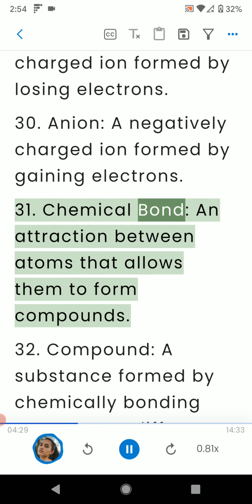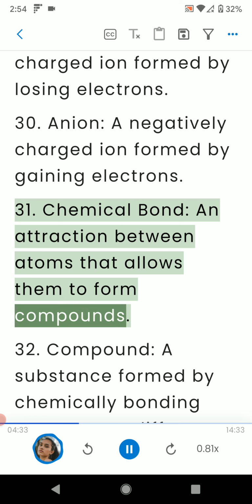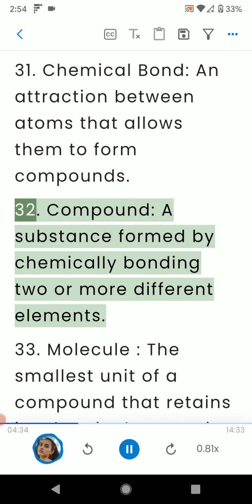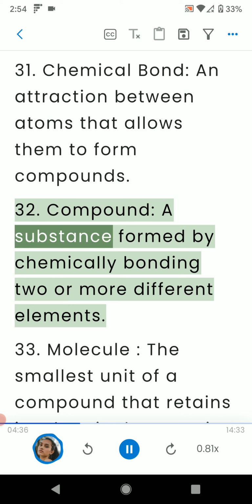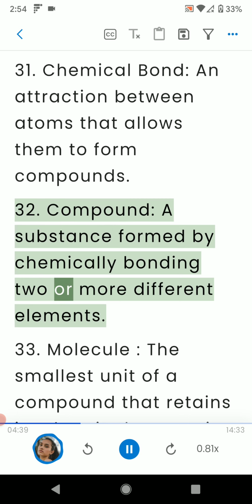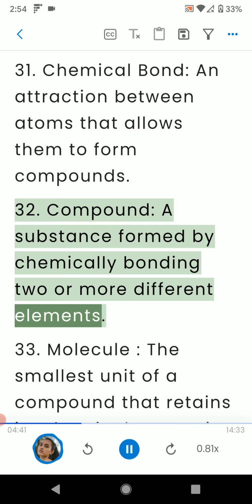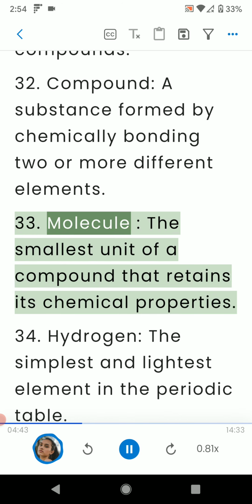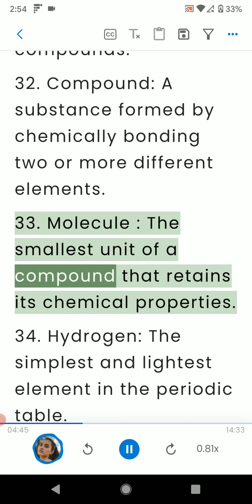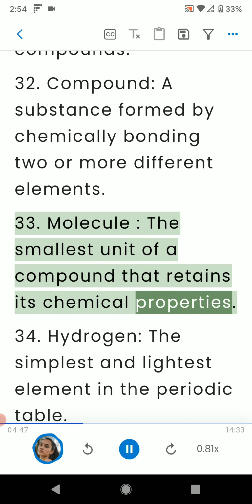31. Chemical bond, an attraction between atoms that allows them to form compounds. 32. Compound, a substance formed by chemically bonding two or more different elements. 33. Molecule, the smallest unit of a compound that retains its chemical properties.